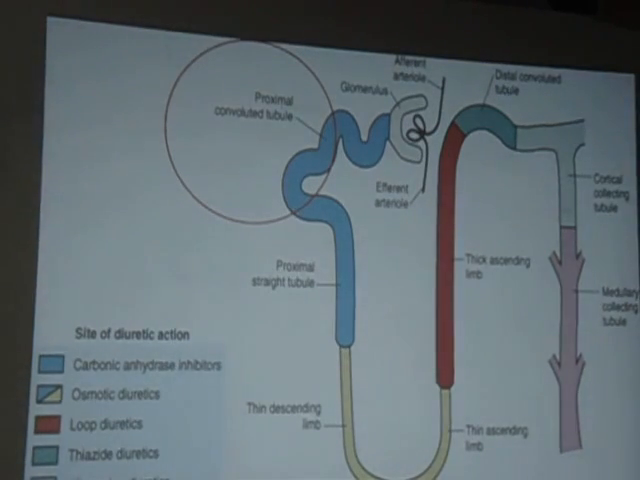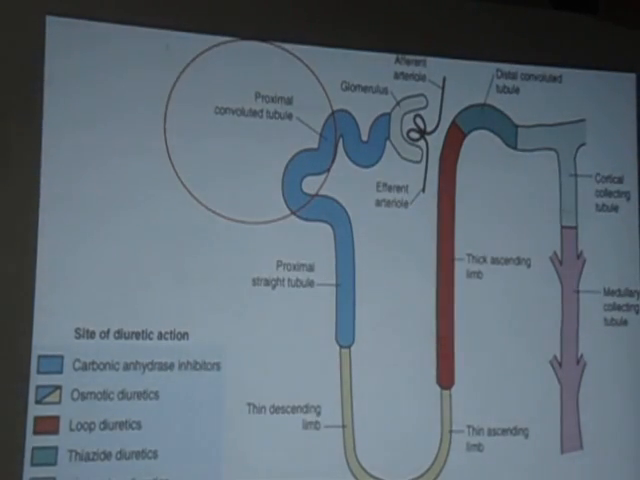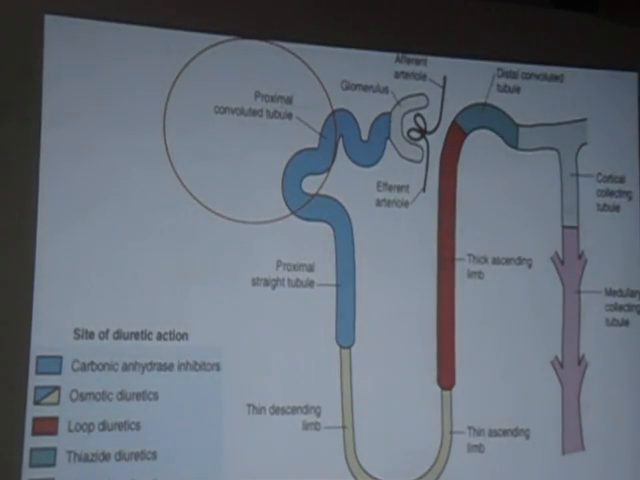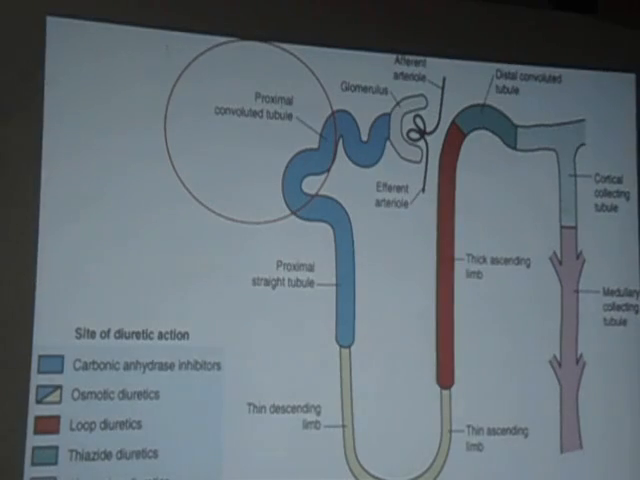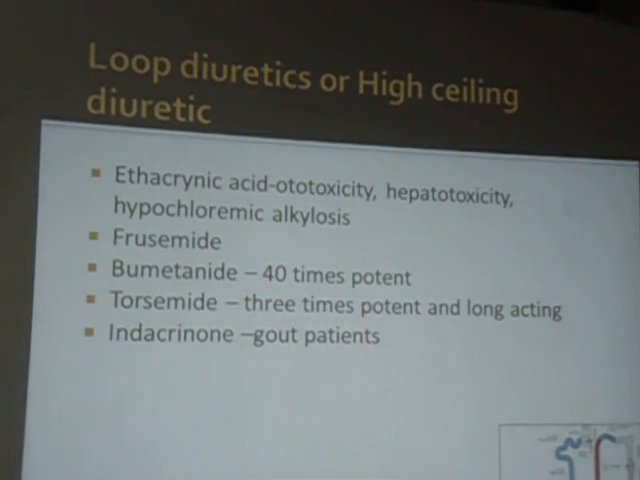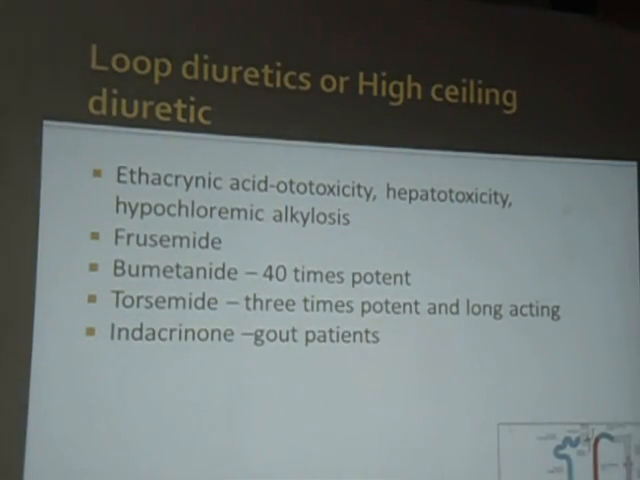So you got to know where our system is working. Carbonic anhydrase inhibitors, thiazide group diuretics, osmotic diuretics, loop diuretics, and the loop diuretics are also called the high ceiling diuretics because these are the drugs with high efficacy. Then on the collecting tubules, the drugs which will be acting are the potassium sparing diuretics.